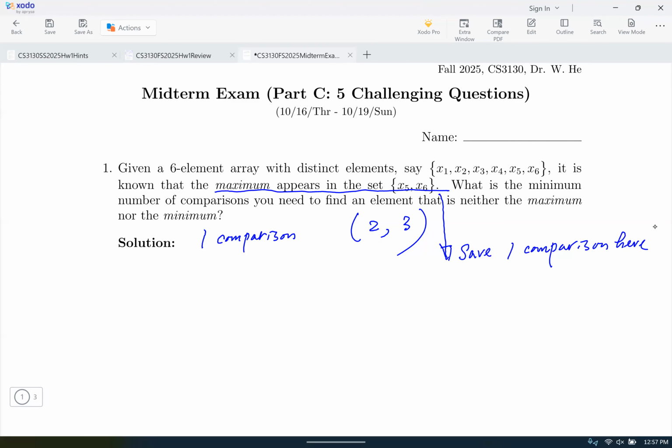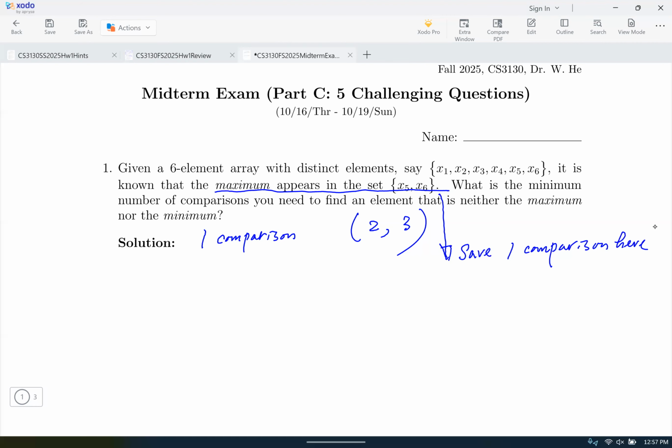The answer is one comparison. But only 2 or 3 students, as I remember in your class, gave me the correct answer. Most other students gave me 2 or 3 as the answer.